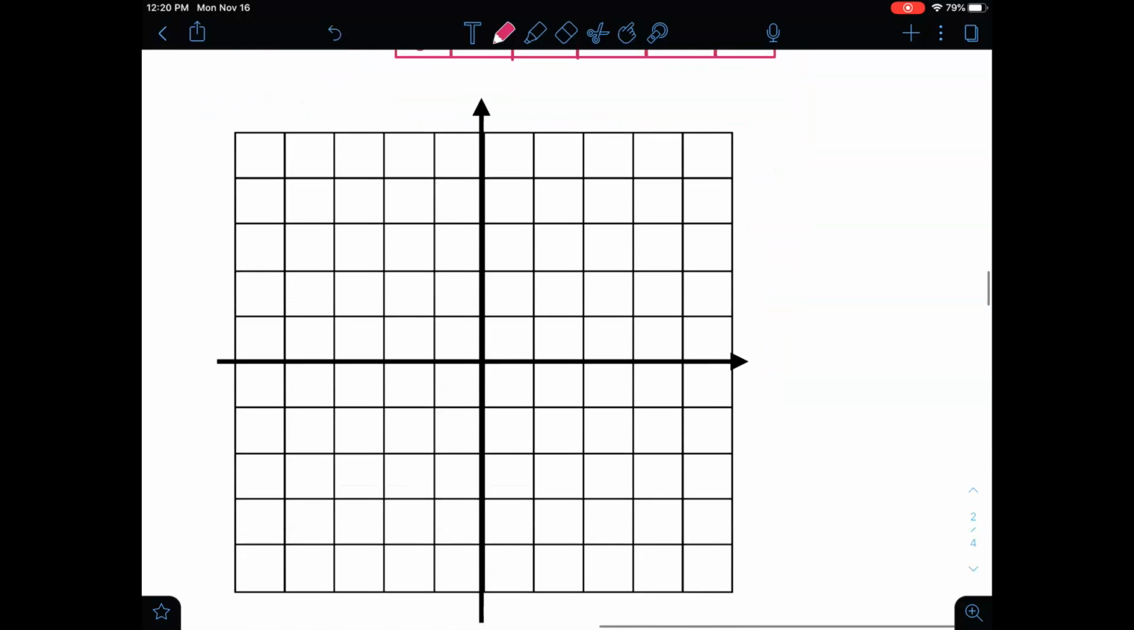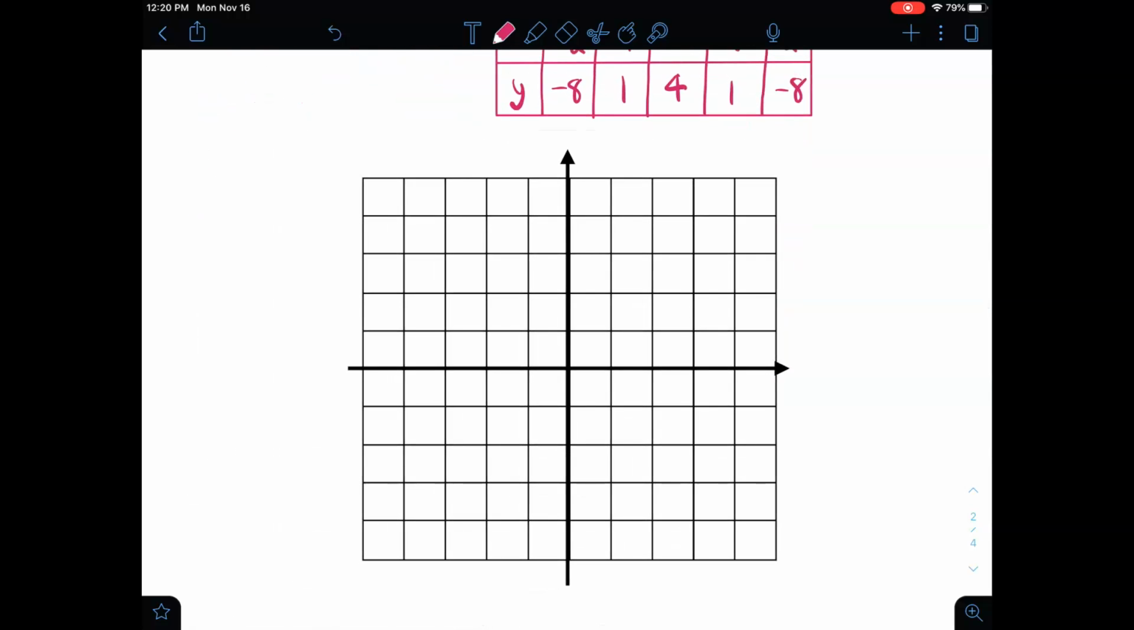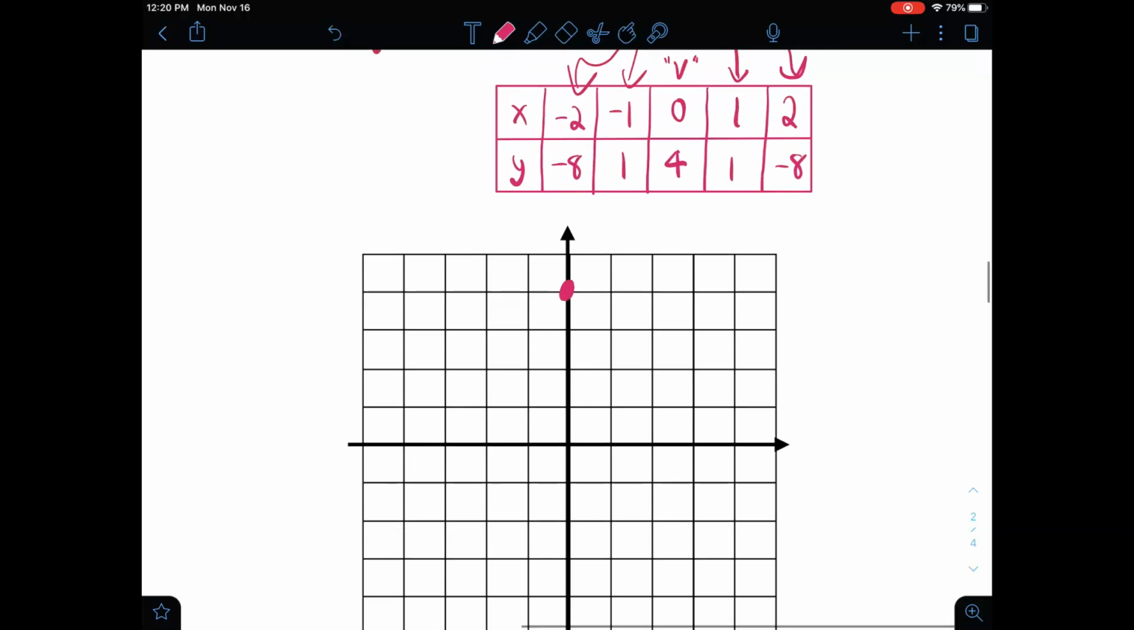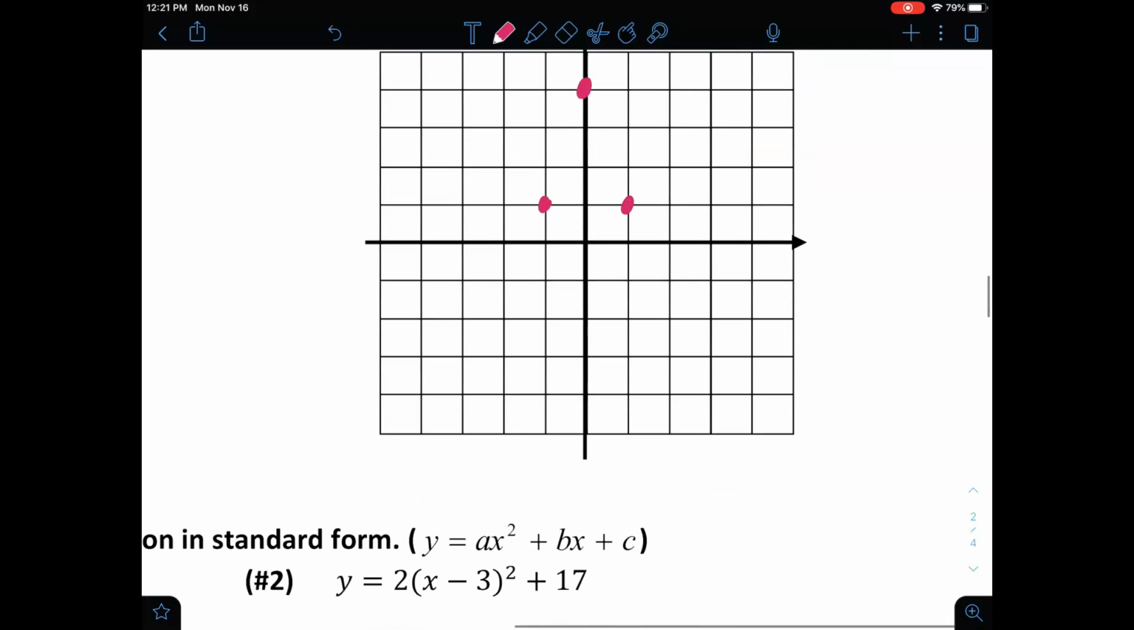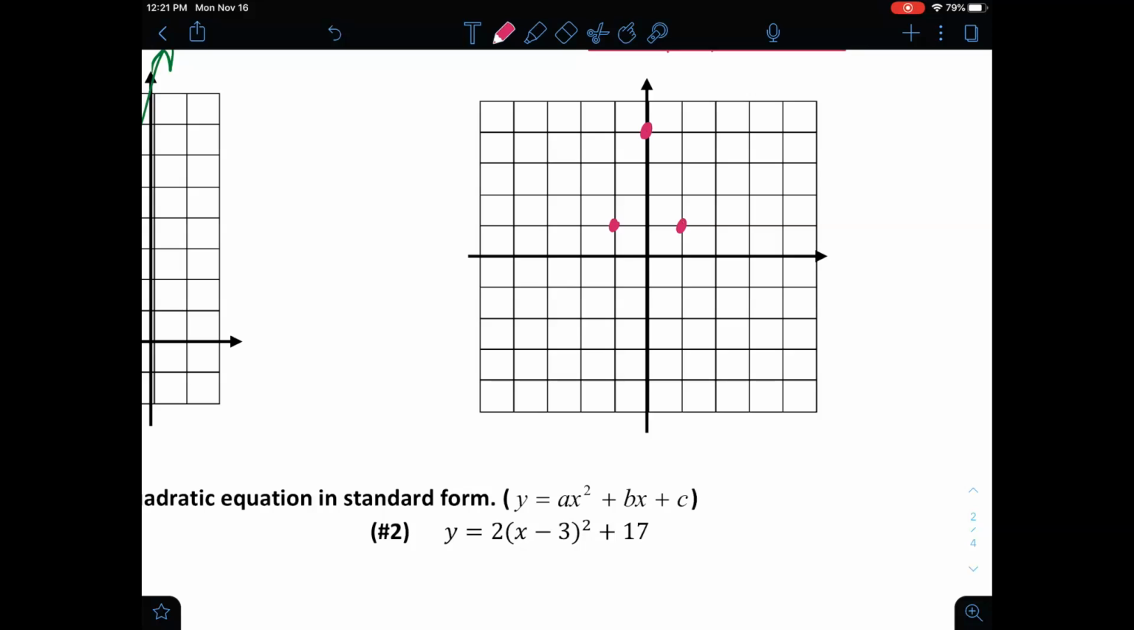Let's graph this now. So we have 0, 4. So we're going to go 0, up 4. We're going to go left 1, up 1, and right 1, up 1. Oh, wait, sorry, I said down at first, but it's up. And then we're also going to go left 2, down 8, which is going to be way down here. It's not going to be perfect, and then right 2, down 8 is going to be down here somewhere. So it's a very steep U shape down here.